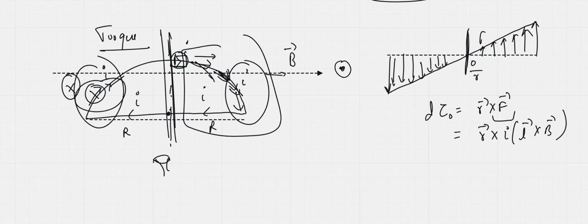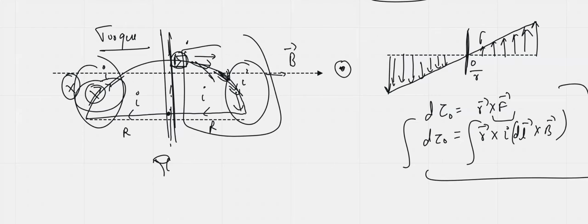Okay, so you can see that we need to integrate this. If I just go and integrate this, I am going to get some value of torque from here. So torque is not zero, because we have some value of R here, and here also you have some value of R. Here the torque is towards me.